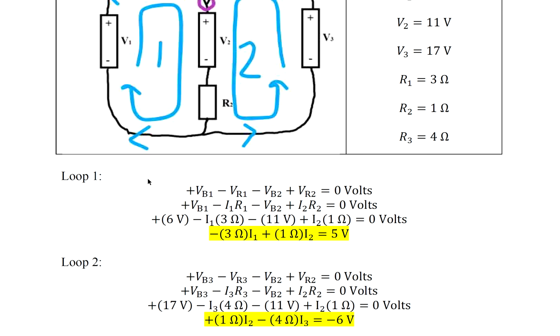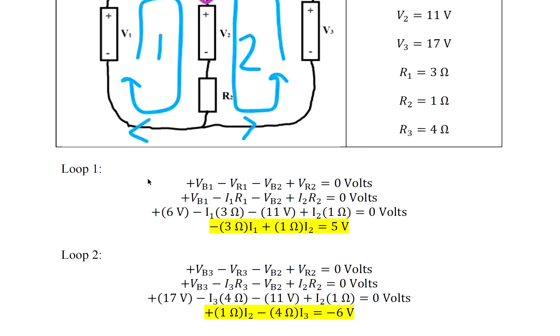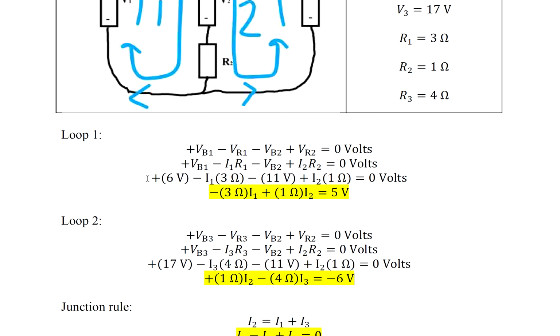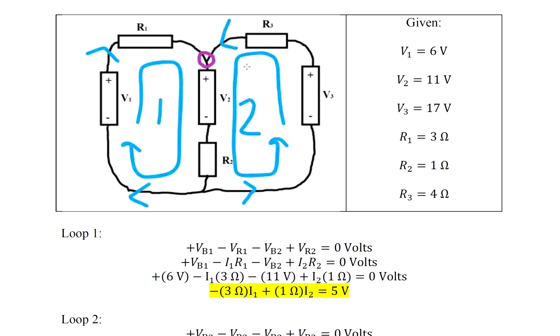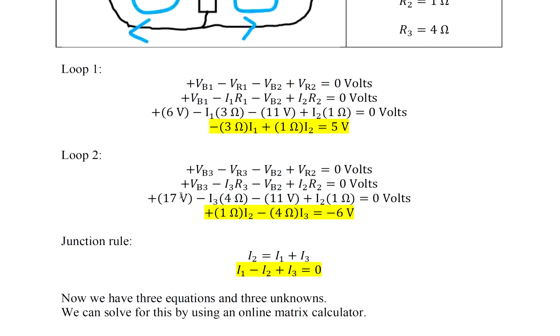So my first 2 yellow equations, I have 2 equations, 3 unknowns. I don't know I1, I2, and I3. I could use a junction rule here on the top. I1 plus I3 equals I2. Now I have 3 equations, 3 unknowns.